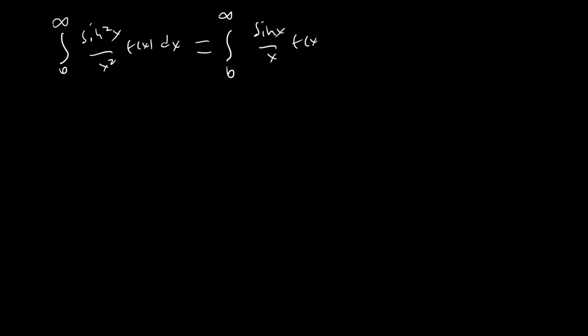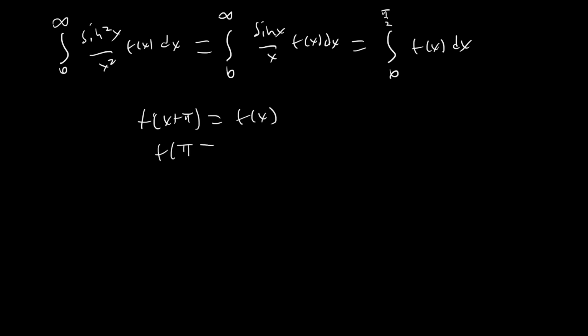So the statement is the integral from 0 to infinity of sine squared of x over x squared times f of x dx equals the integral from 0 to infinity of sine x over x times f of x dx equals the integral from 0 to pi over 2 of f of x dx, as long as f of x plus pi equals f of x and f of pi minus x equals f of x, I believe. So essentially, f of x is some sort of trigonometric function. It's a very, very niche integration formula.